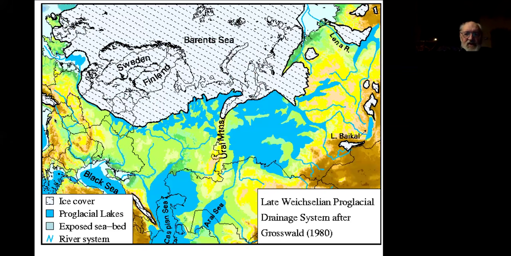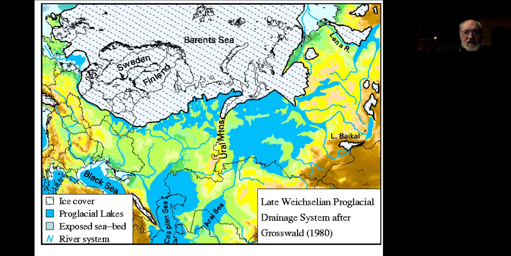So here's a detailed map of part of this Eurasian set of waterways. In white at the top is this giant ice sheet. It covered parts of Northern Europe.